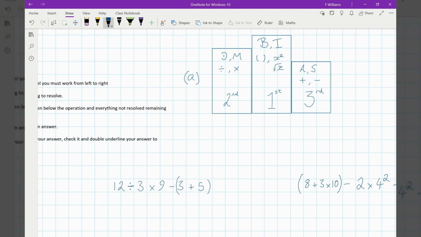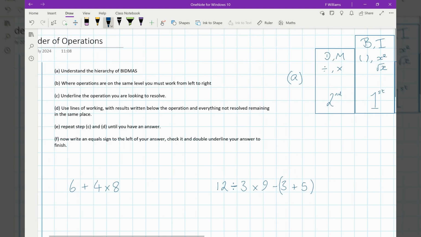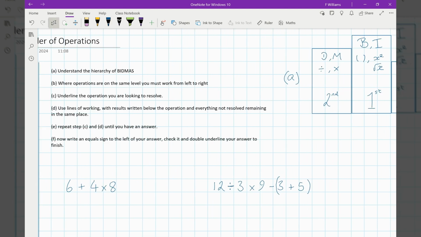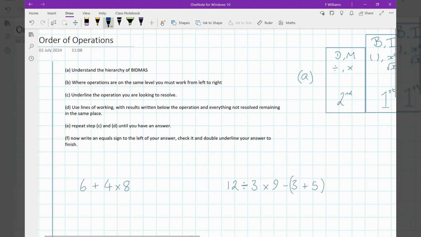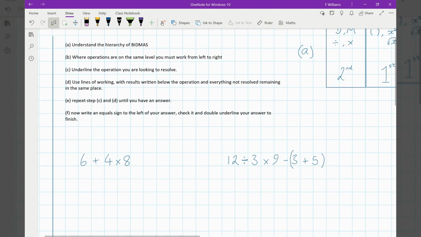Okay. Let's have a look at B now. It says where operations are on the same level, you must work from left to right. So when you have both brackets and indices, you must work from left to right. When you have both division and multiplication, you must work left to right. And where you have both addition and subtraction, you must work left to right.